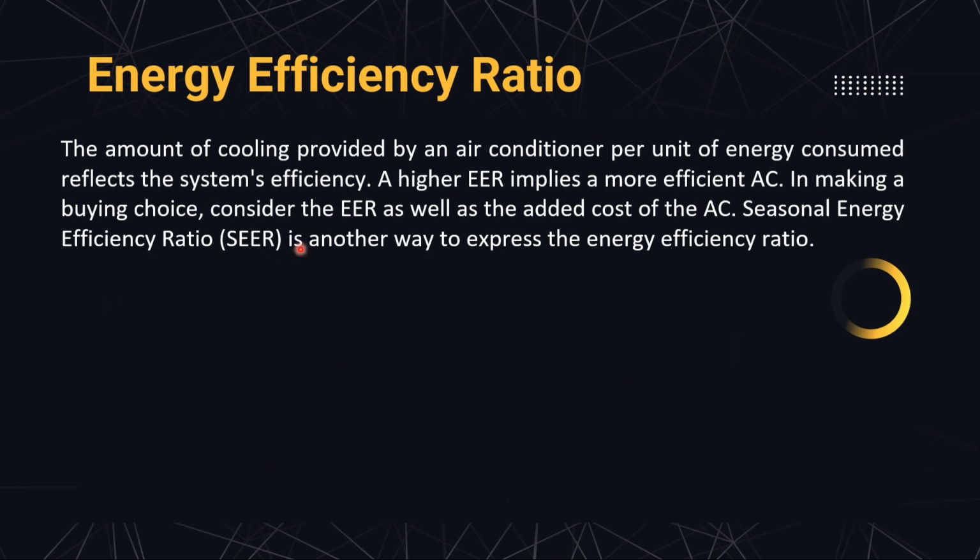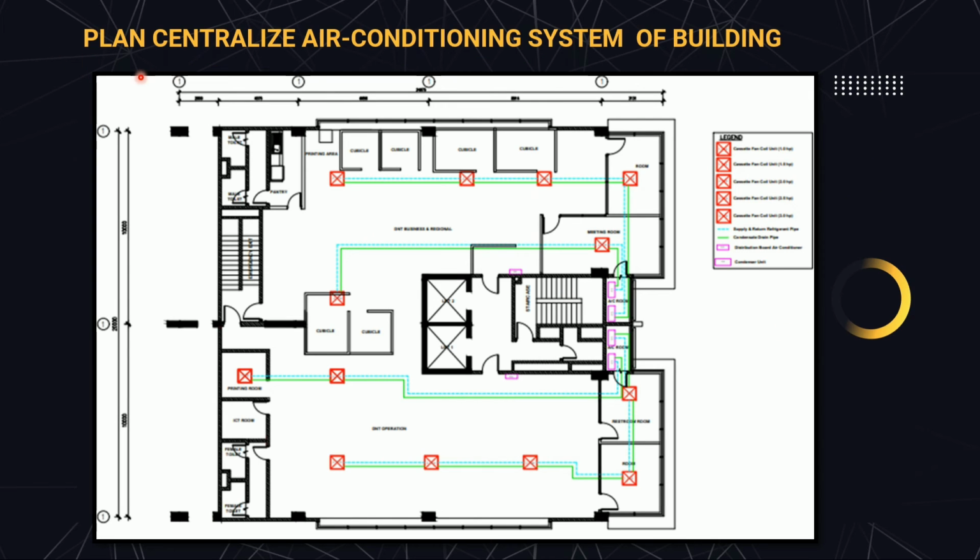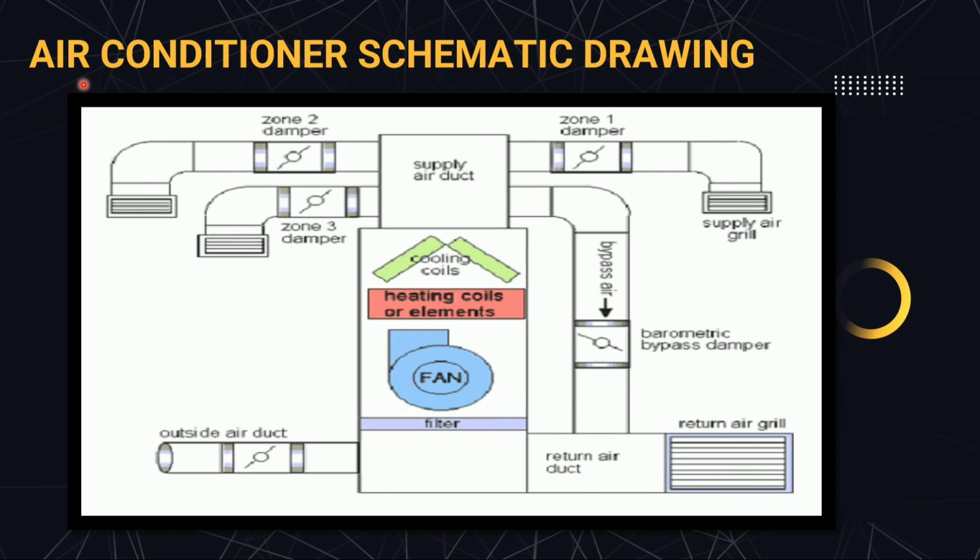For the last, the energy efficiency ratio. The amount of cooling provided by an air conditioner per unit of energy consumed reflects the system's efficiency. A higher EER implies a more efficient AC. In making a buying choice, consider the EER as well as the added cost of the AC. Seasonal energy efficiency ratio (SEER) is another way to express the energy efficiency ratio. And that is our planned centralized air conditioning system of the building. That is for our air conditioner schematic drawings.